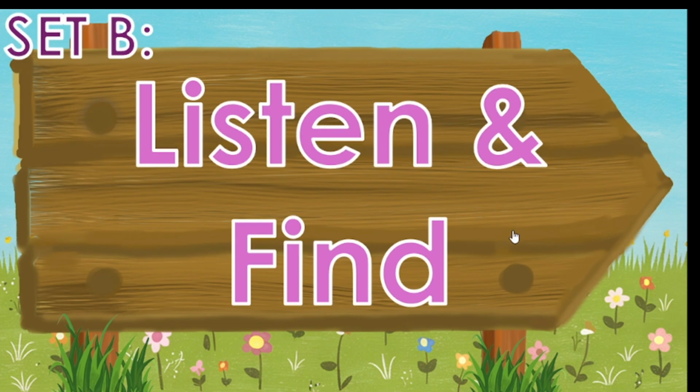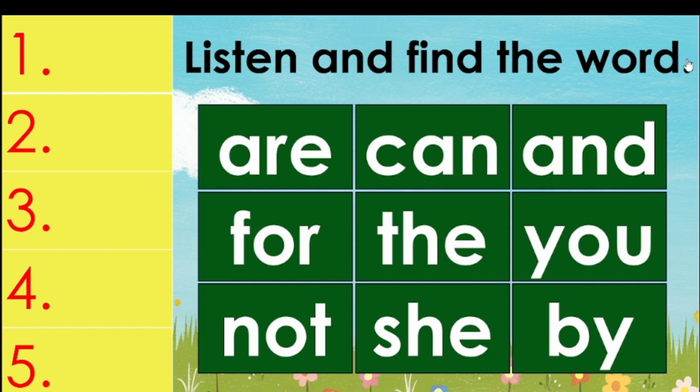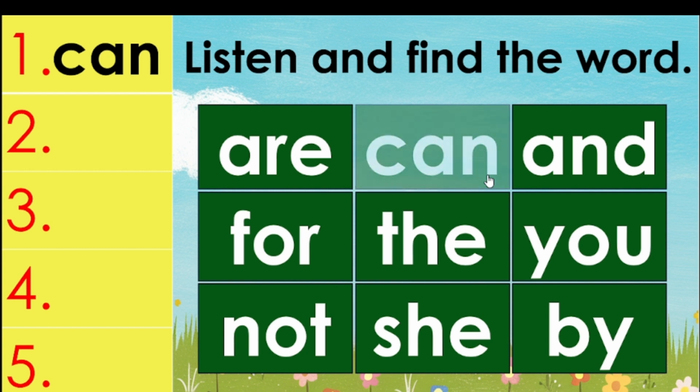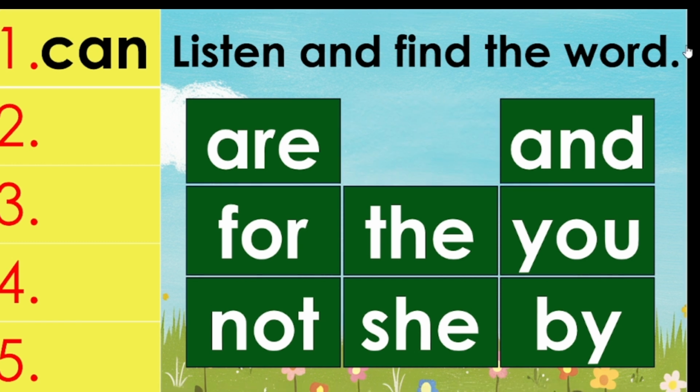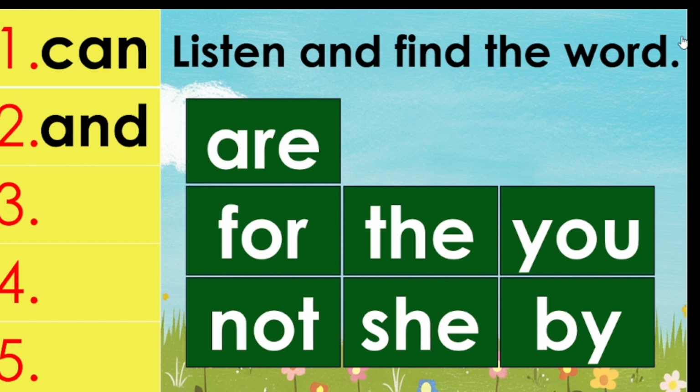Now, for set B, listen as I say the word and find it. Let's begin. Number 1, find the word can. Number 2, find the word and. Number 3. Find the word are. Are.